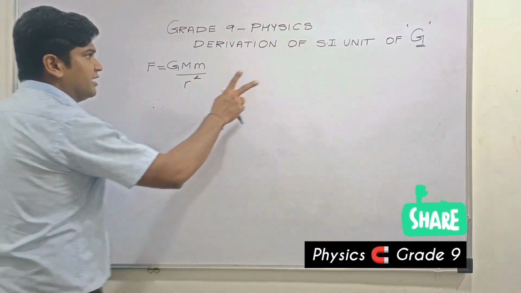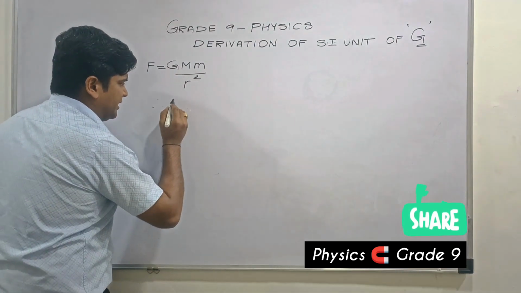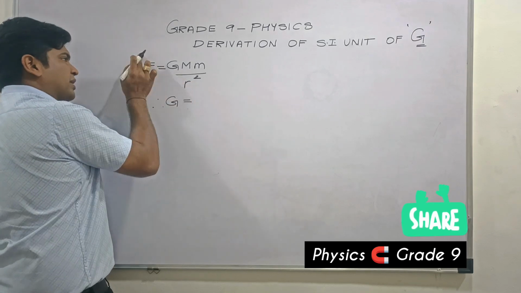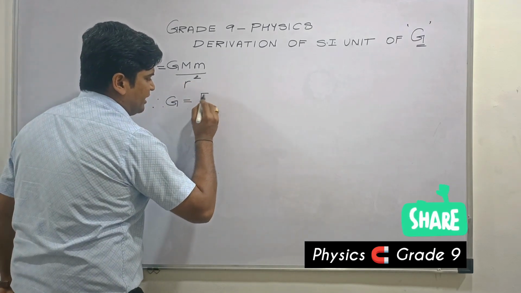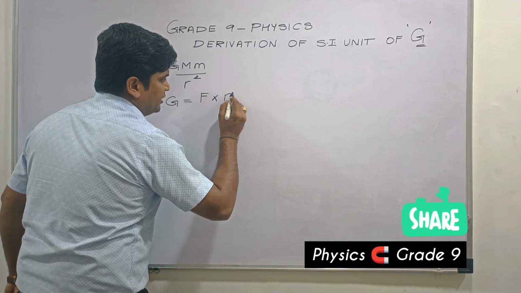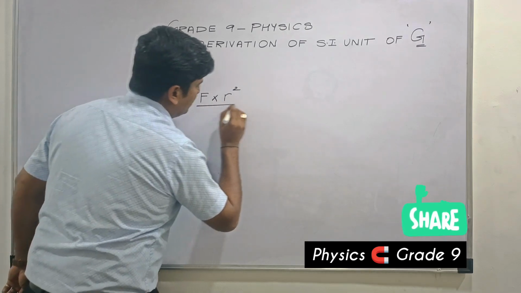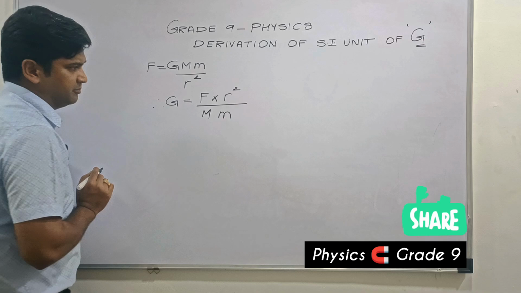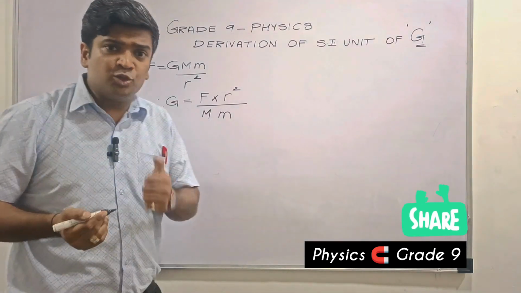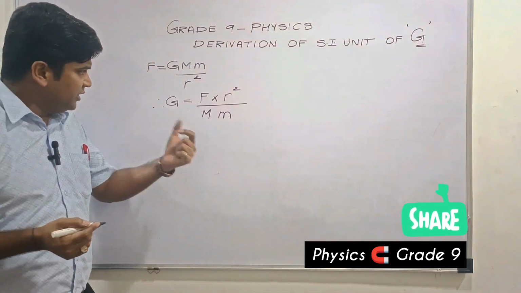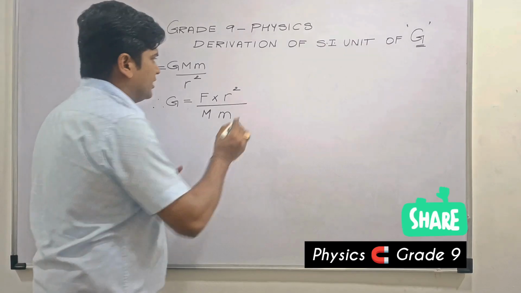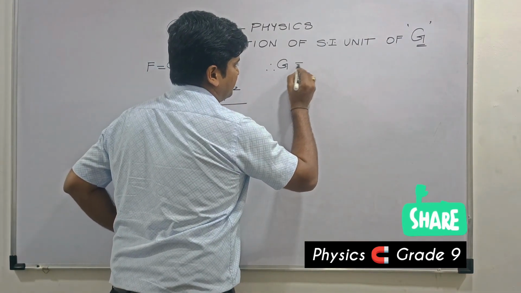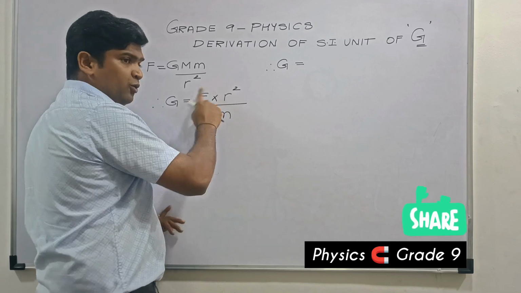So now, since we are deriving the unit for capital G, I'll keep capital G to a side. I'll multiply this r square with F. So we have F into r square whole divided by capital M and small m. Fine. Now let us put the units everywhere. Capital G as it is, because we are deriving the unit for the same.